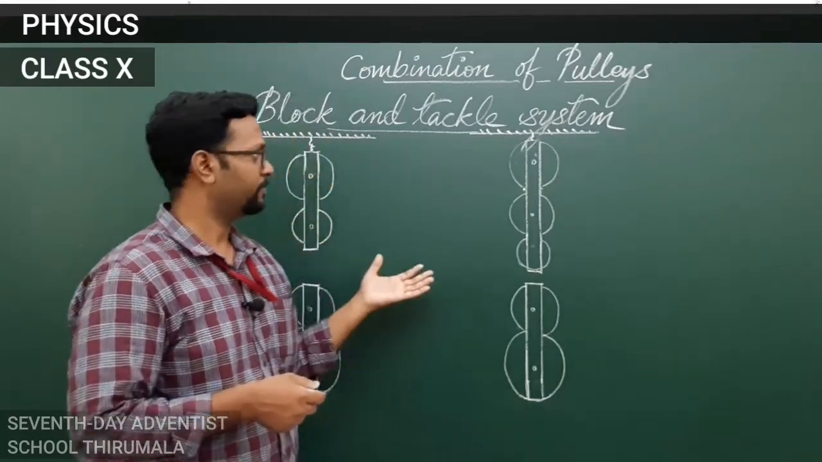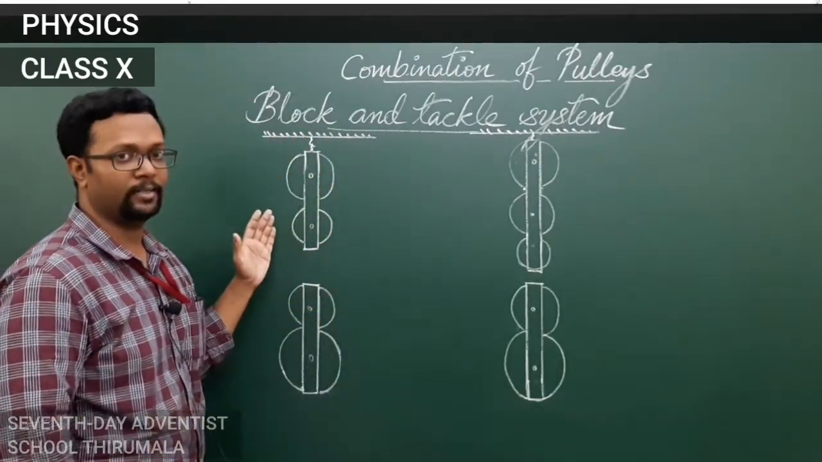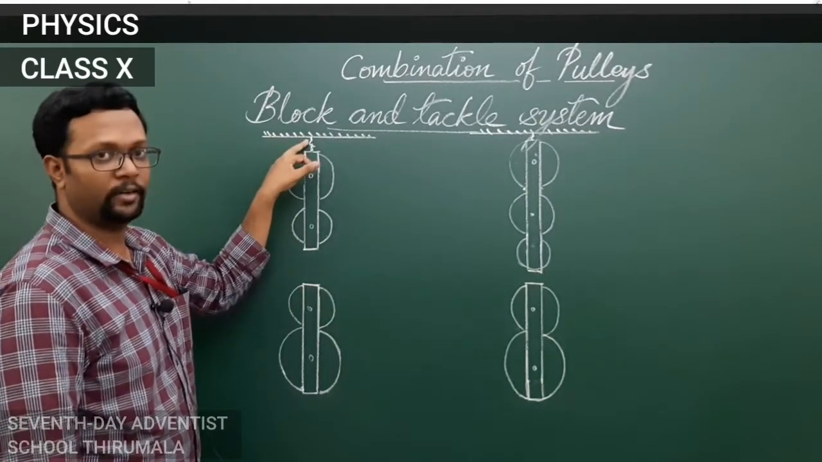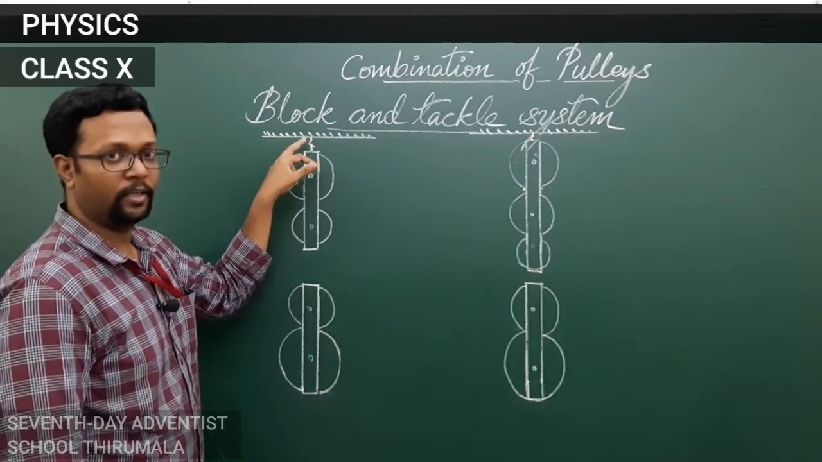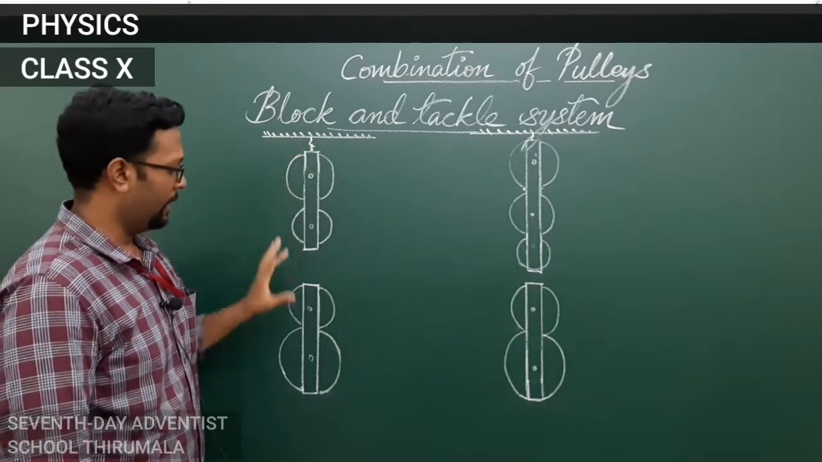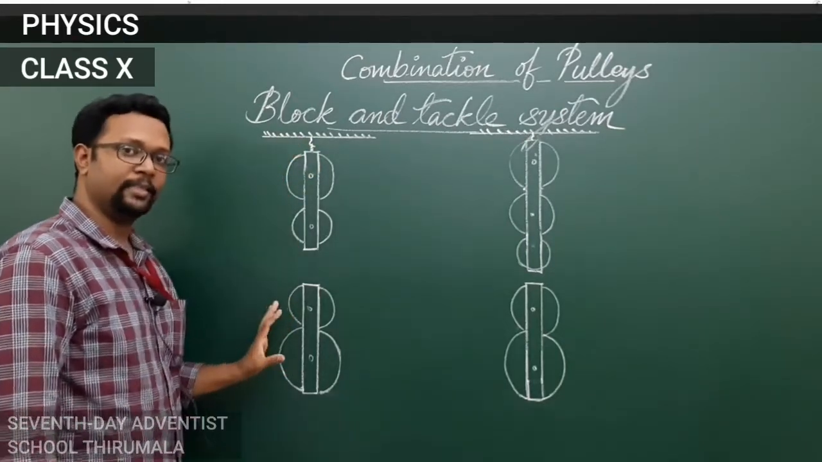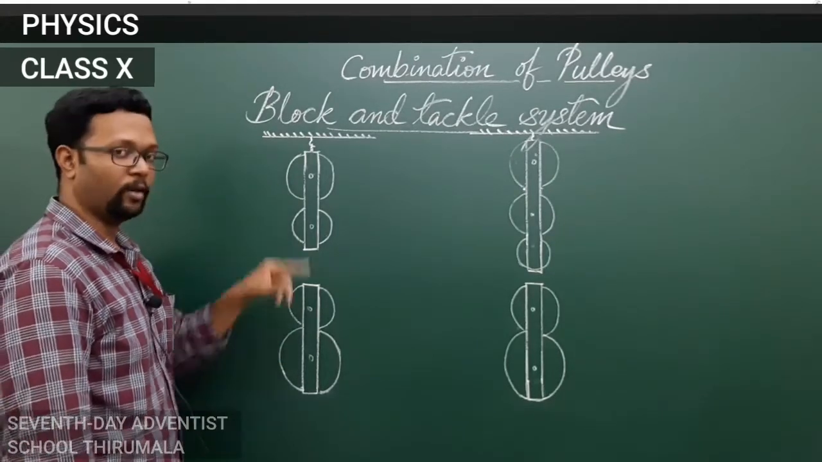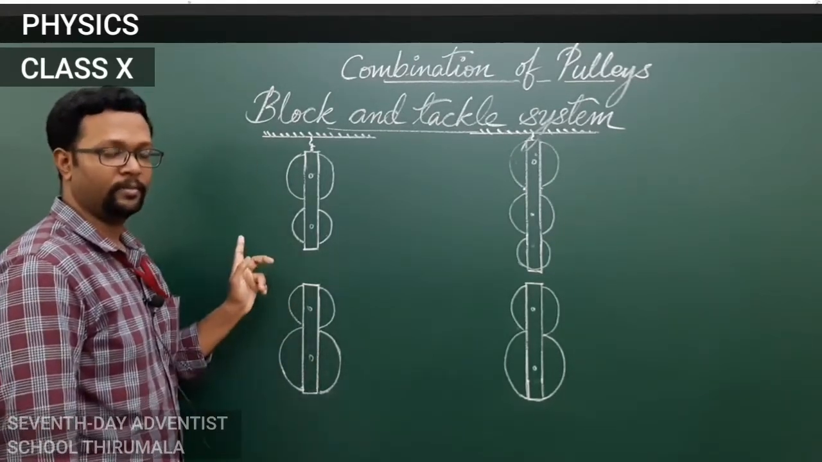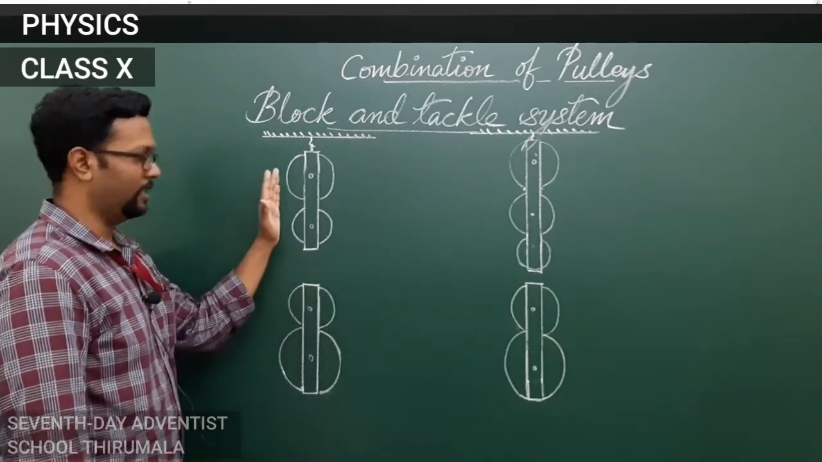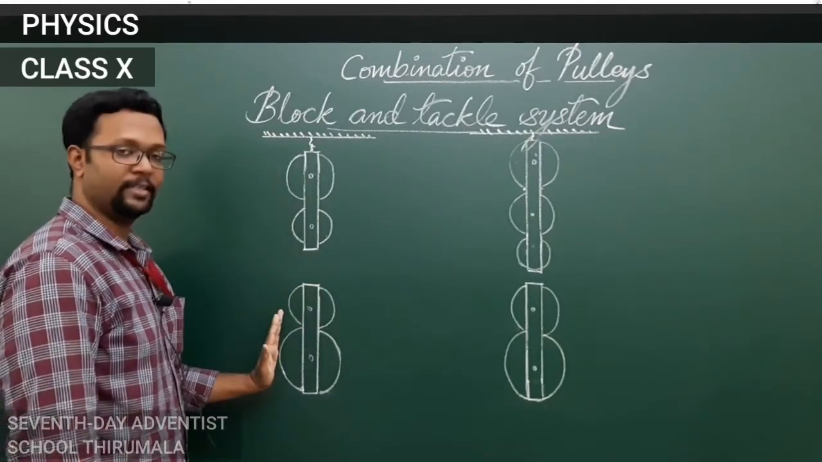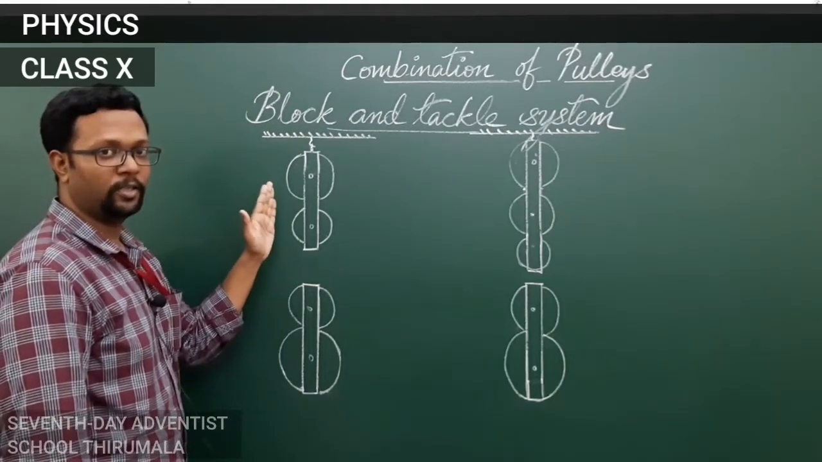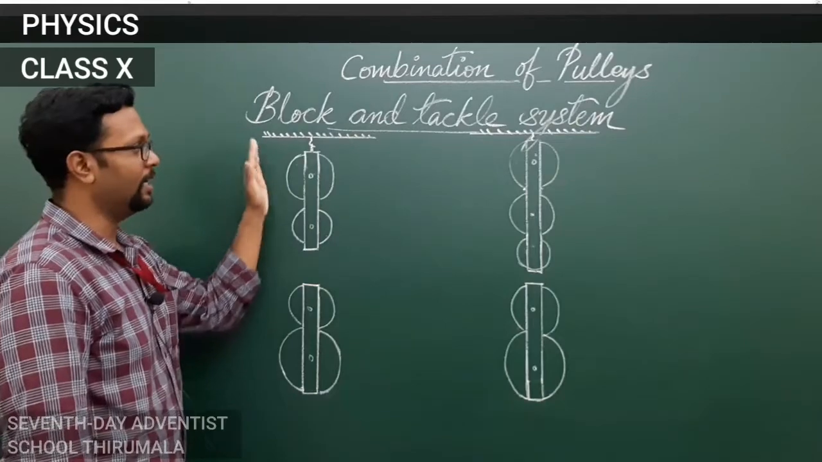Okay students, now coming back to a block and tackle system. The first set of pulleys, which is connected to the rigid support, is called a block, and in our book the second set is also called a block. So 2 blocks, and the rope running around them is called the tackle. In some books they say the first set is called the block and the second set is called the tackle. Anyway, make sure we call it a block and tackle system.